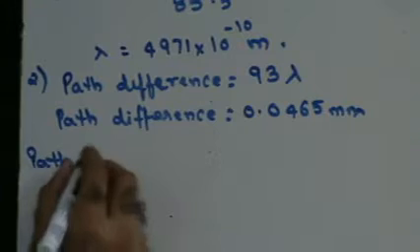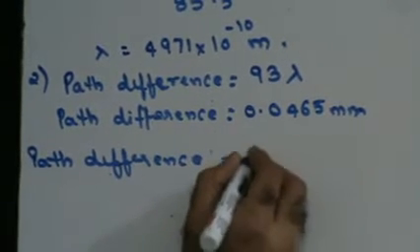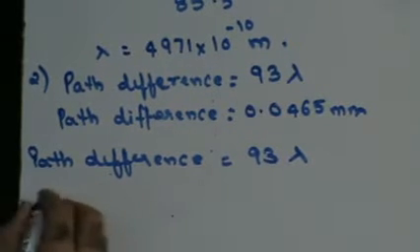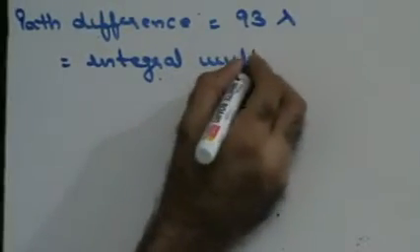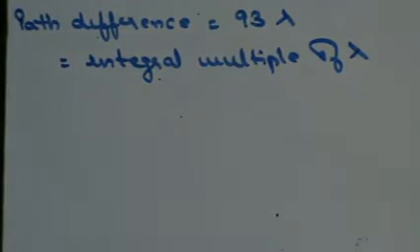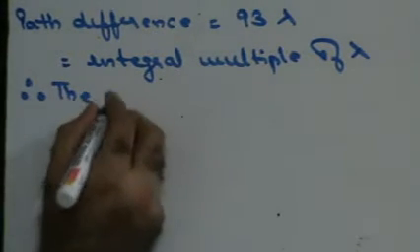Now guys, see this path difference, 93 lambda. There's no decimal point here, so straight away I can say that the path difference is an integral multiple of lambda. Since it's an integral multiple of lambda, therefore I can say that the point is bright.